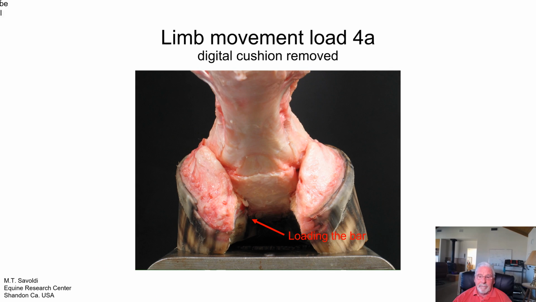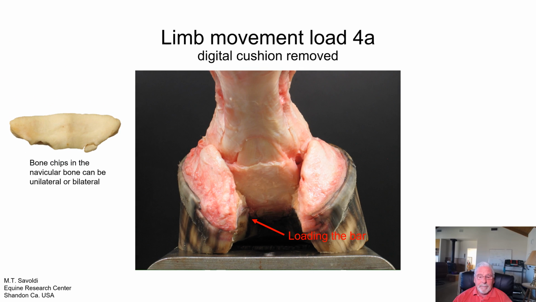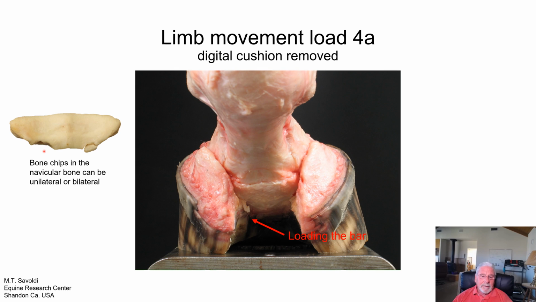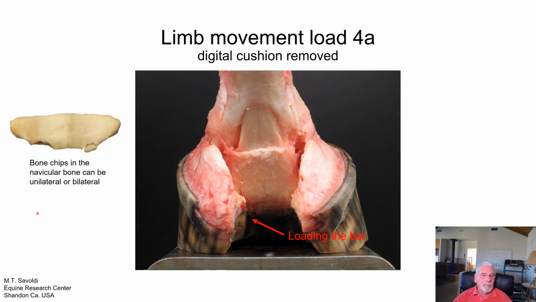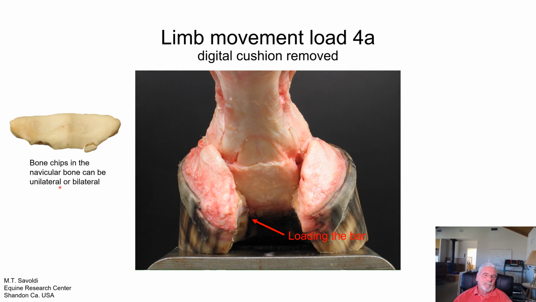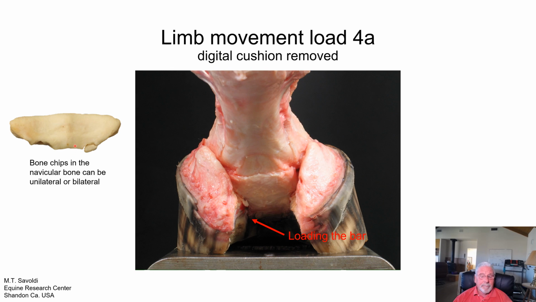See what else I have here. Oh, the navicular bone. Now, the navicular bone can pick up some chips. You see, bone chips in the navicular bone can be unilateral or bilateral. That simply means one side or both sides. This bone, I picked, this is not the bone out of this horse.